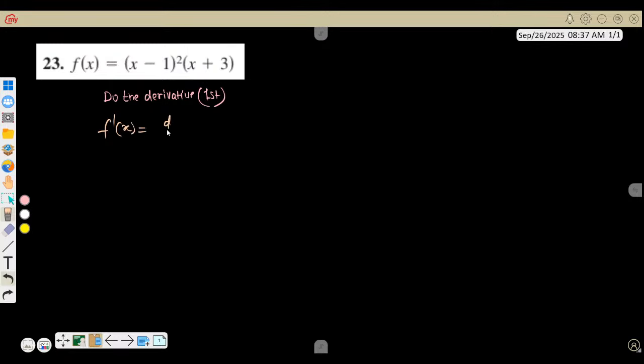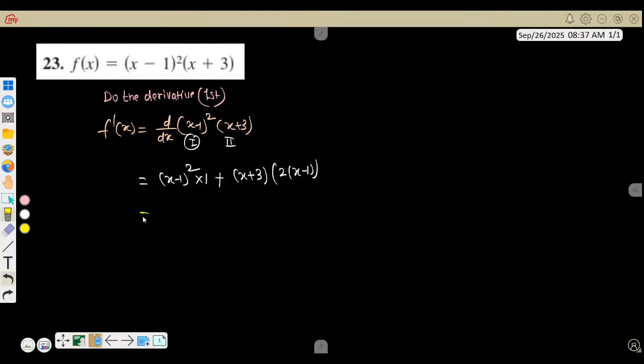No need to expand. So d over dx of (x minus 1) whole squared, and then (x plus 3). Consider this your first function and this your second function in the product. Considering first and second doesn't matter, you can take them in any order. So first same, derivative of second, which is equal to 1, plus second same, derivative of first, which is 2(x minus 1). Do you have any problem in this? No. So after this, what do you have? You have this.